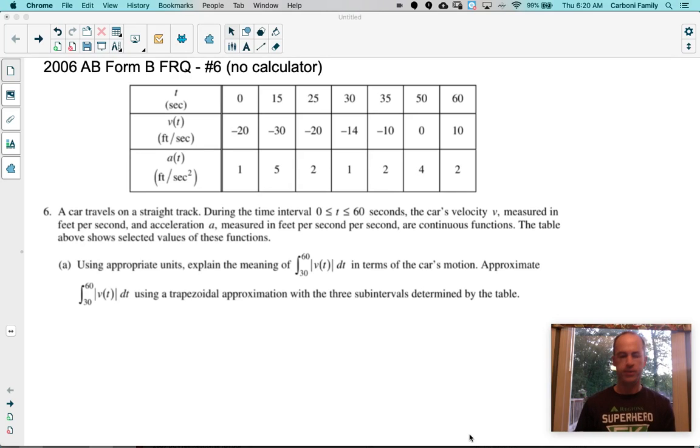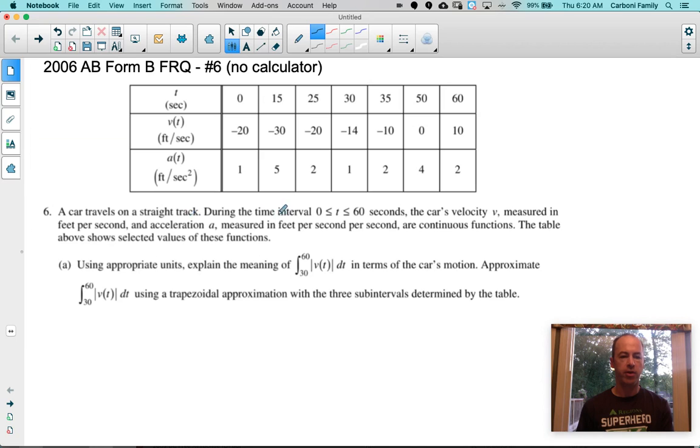Okay, let's look at the 2006 Form B AB free response question. We have a table of values. We have a car traveling on a straight track. They tell you that the velocity and acceleration functions are continuous. One thing I don't like is they didn't mention differentiability, but particle motion is differentiable, barring weird situations.